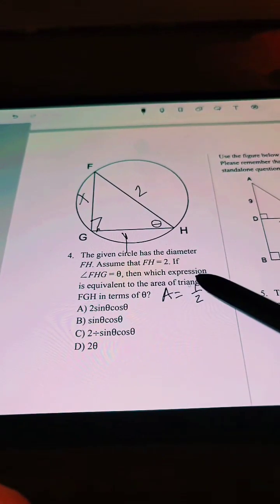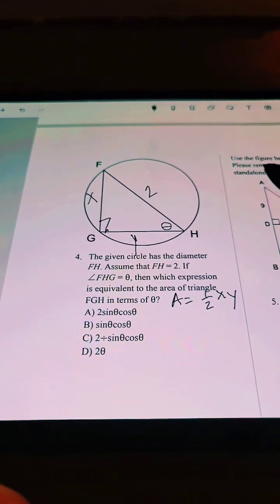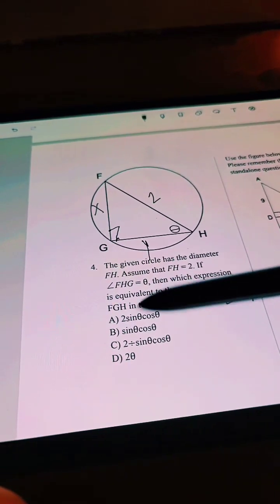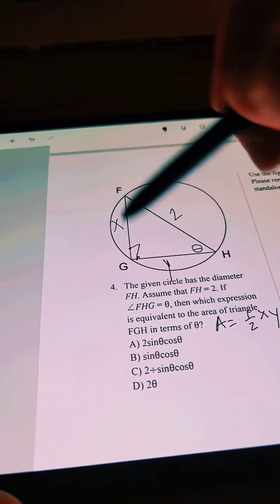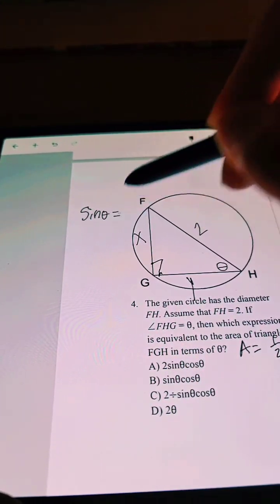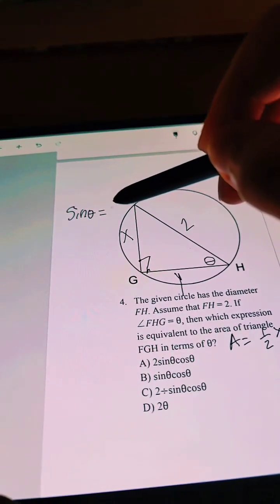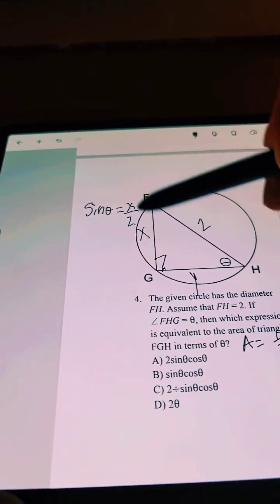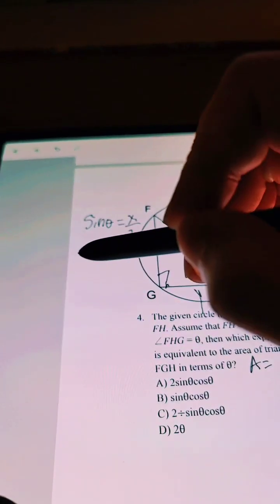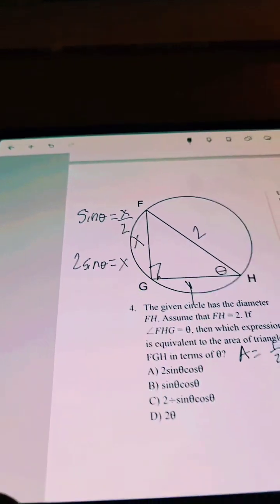And now I'm going to try to figure out, okay, how could I say what x and y are so that I can plug it in and get one of these answer choices. I see there's sine and cosine there, so I'm going to start with sine of theta. Remember, sine is going to be the opposite over the hypotenuse, so it's going to be x over 2. So then if I want to get x by itself, I'm going to multiply each side by 2, so then I'm going to have 2 sine of theta is equal to x.